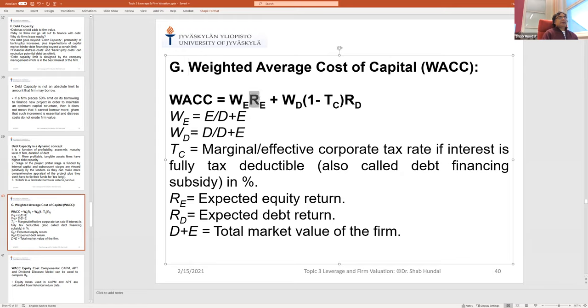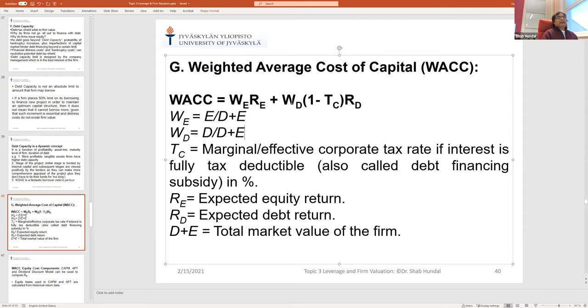So if you know how much rate of return you pay to the equity investors, and how much rate of interest you pay to your debt holders, and what is the proportion of equity and debt in the company's financing, and if you are able to calculate the effective corporate tax rate, which we did in one example before, then you are able to calculate the weighted average cost of capital.